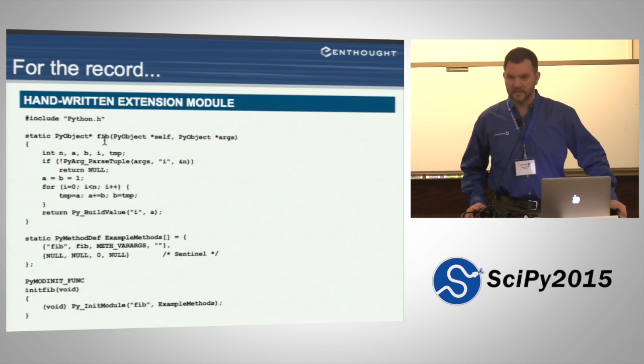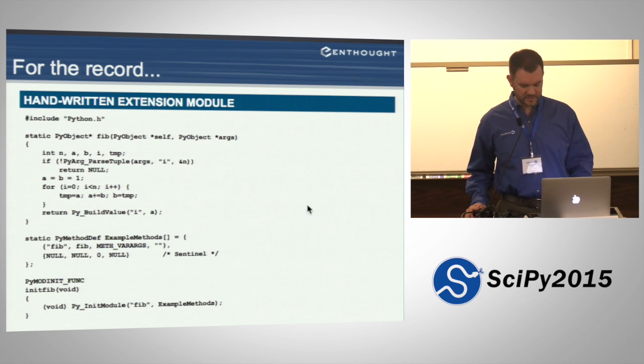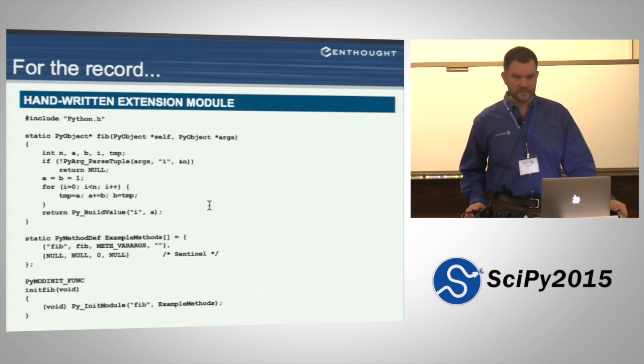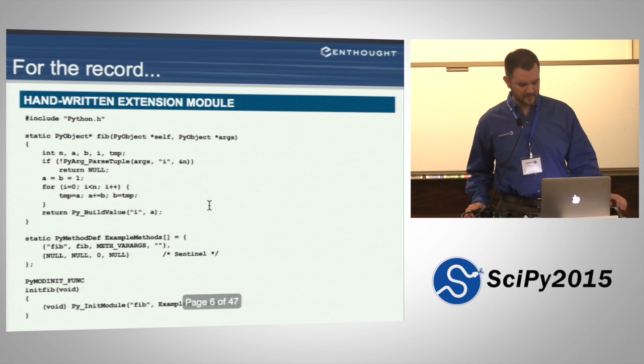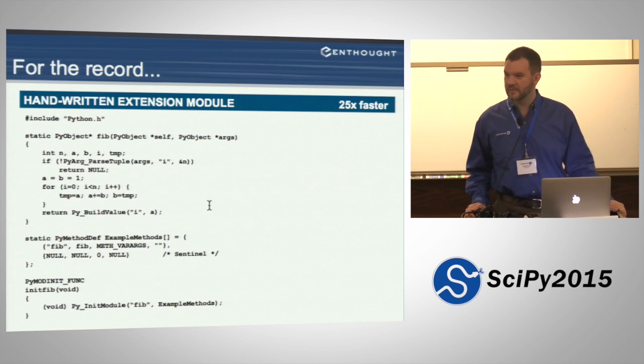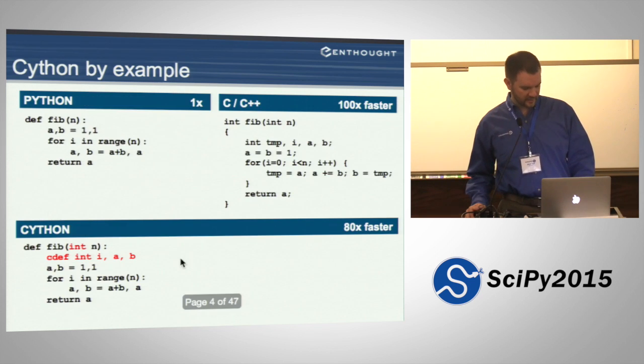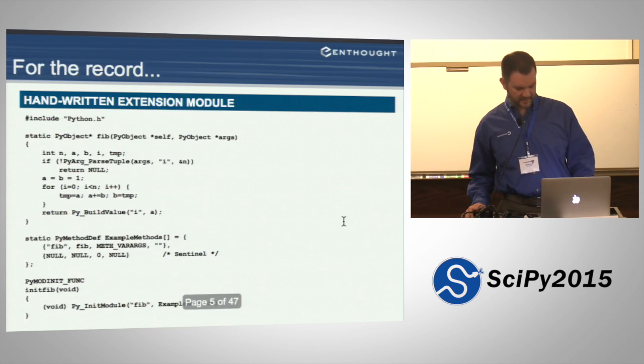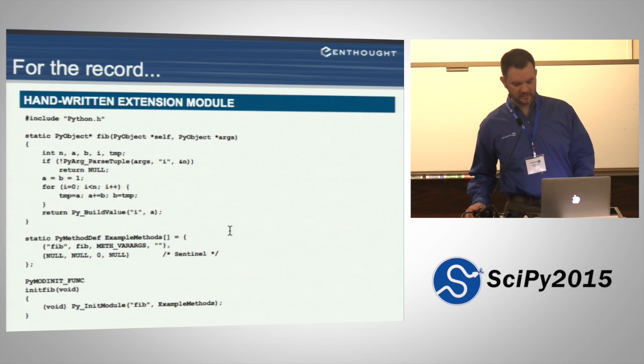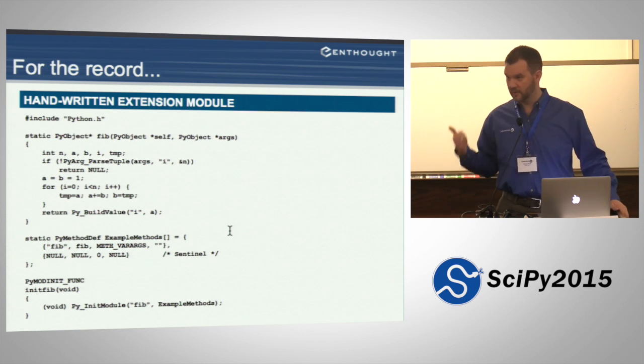Fibonacci calculation all the way in C, no Cython anywhere in here, you don't have to do too much, but you do have to know a good amount of the Python C API. Its performance is only 25 times faster. So if you remember back here, our Cython version is 80 times faster. It's basically generating more or less the same code here.